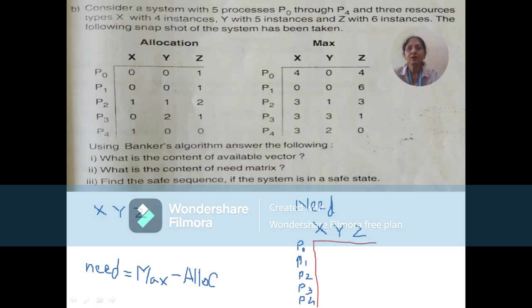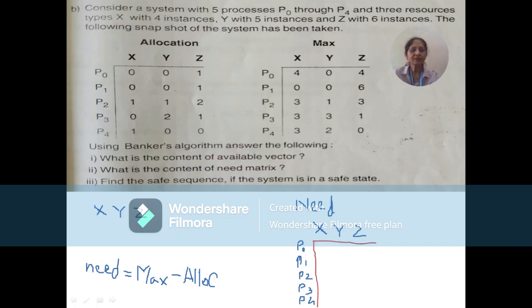X is 4, Y 5 and Z 6. Okay, and then there is a snapshot of the system where allocation matrix has been given and max matrix has been given, and these are the processes. So these are the resources X, Y, Z and the processes P0, P1, P2, P3, P4. In the allocation matrix they have given the allocation of the resources to each process and the resource type. So if you see P0: X0, Y0, Z1, P1: X0, Y0, Z1 and so on.